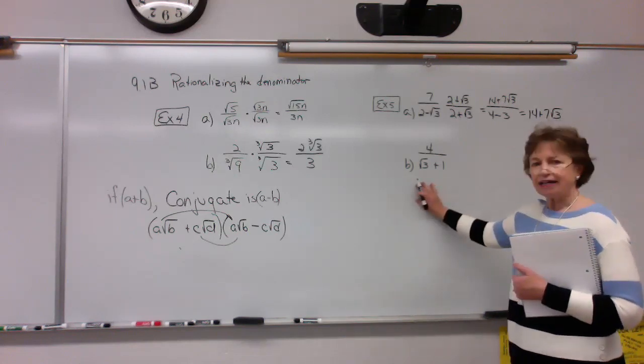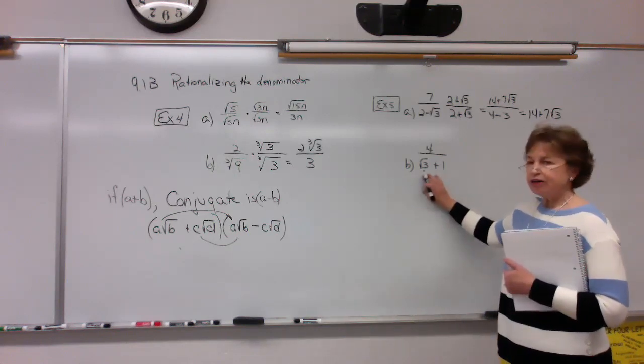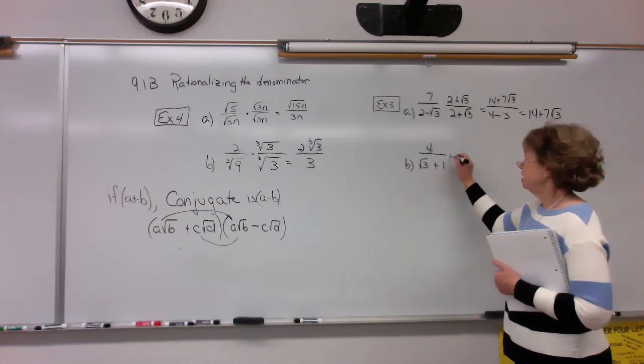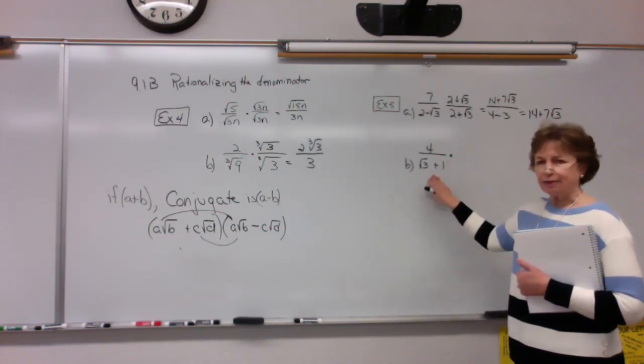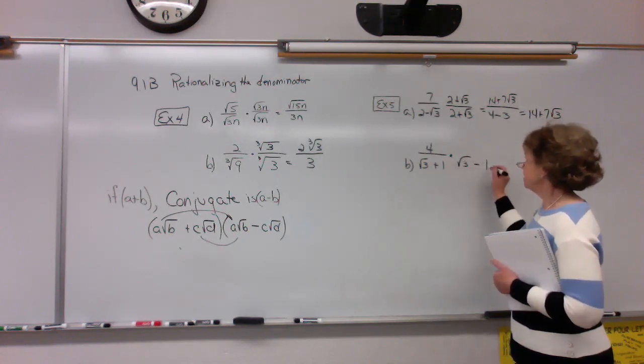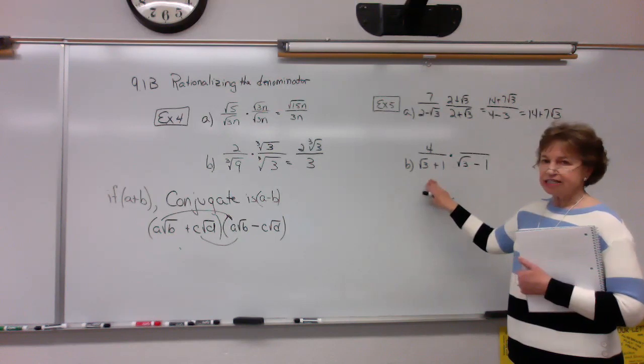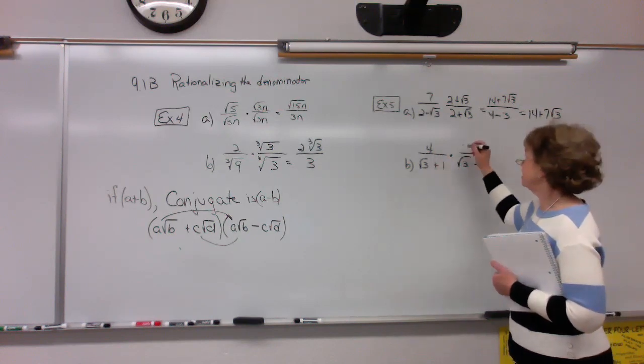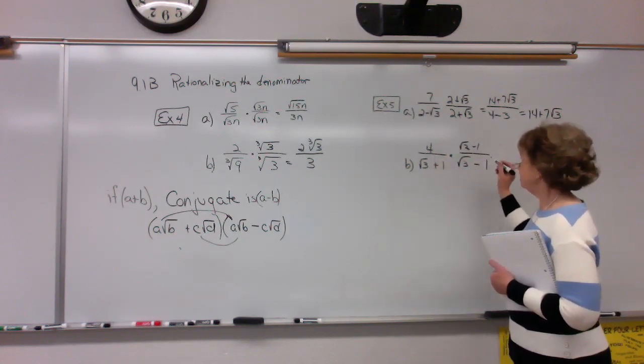Look at example 6. The denominator is the square root of 3 plus 1. Again, I've got a sum. I'm going to multiply by the conjugate. The conjugate is going to be the square root of 3 minus 1. Whatever you do to the denominator, you're doing to the numerator. So that's the square root of 3 minus 1 again.